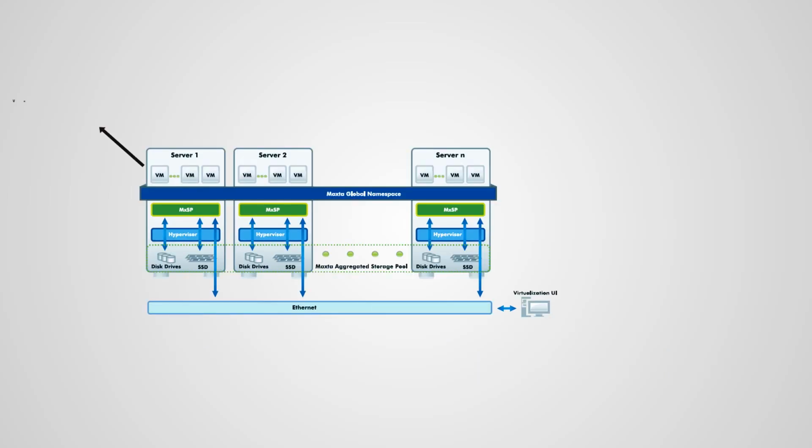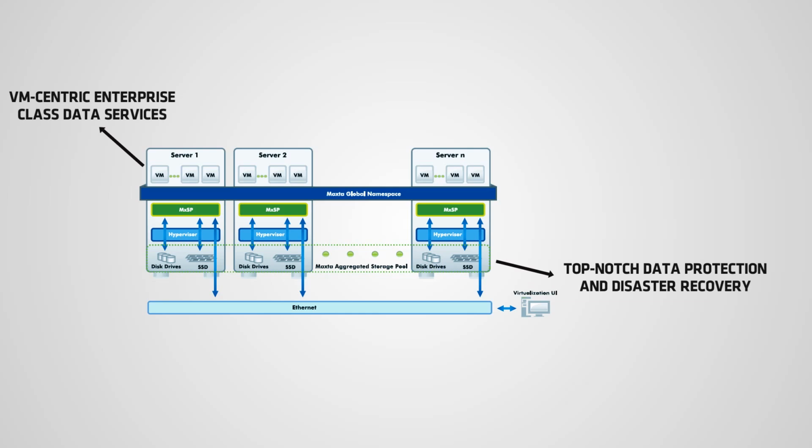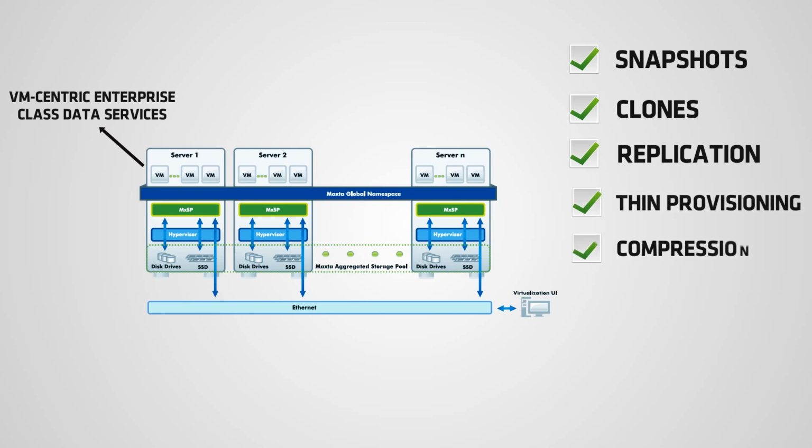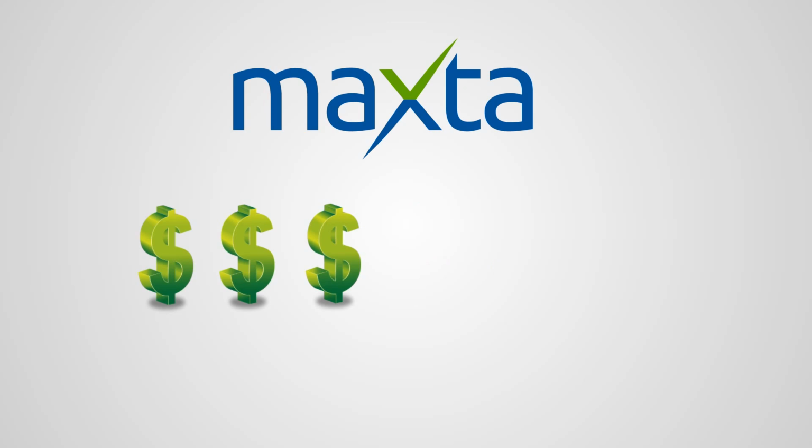MXSP delivers VM-centric enterprise-class data services to support your virtual data center requirements. You get top-notch data protection and disaster recovery by leveraging VM-centric features such as best-in-class snapshots, clones, and replication. Capacity optimization is a slam dunk with Maxta's state-of-the-art thin provisioning, compression, and data deduplication. Maxta delivers all this and more, while at the same time delivering significant cost savings.